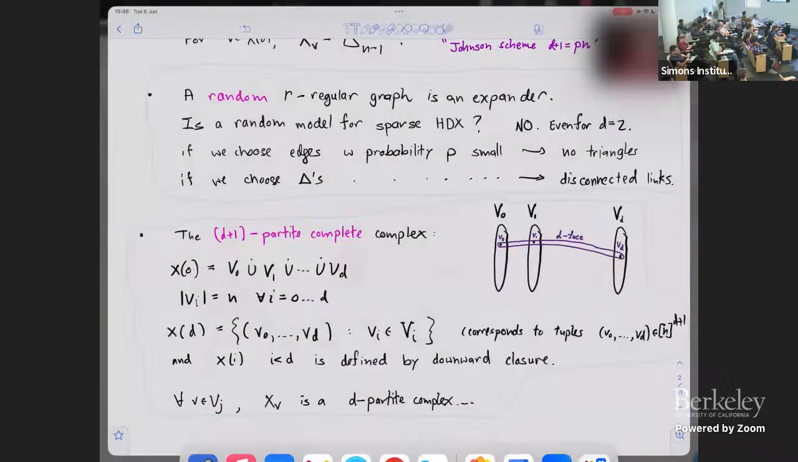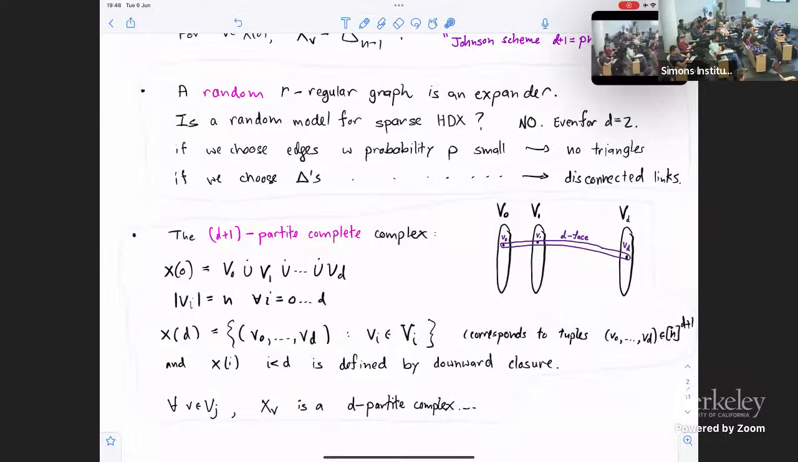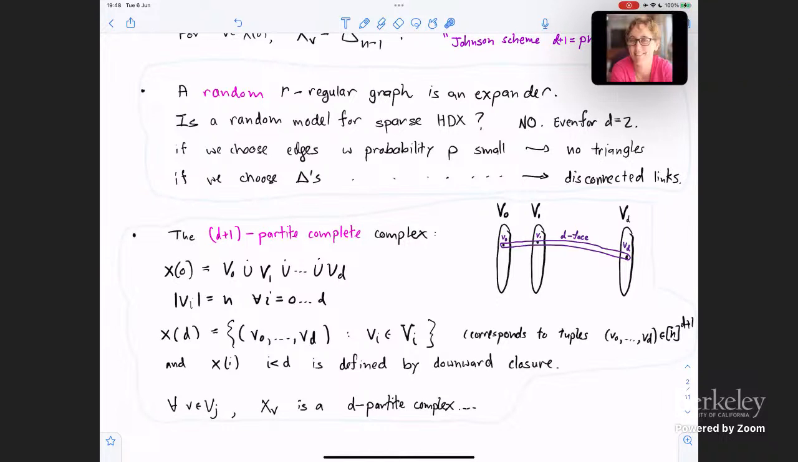Okay, so how far back should I go? You started explaining the complete D+1 partite complex. Ah, the host stopped the video. Okay, that's fine. Complete partite complex. Thank you.